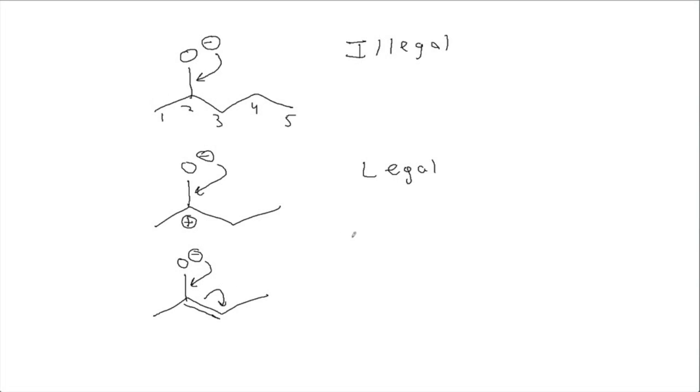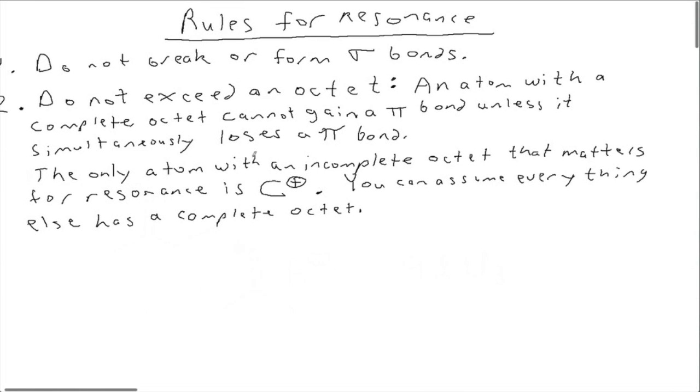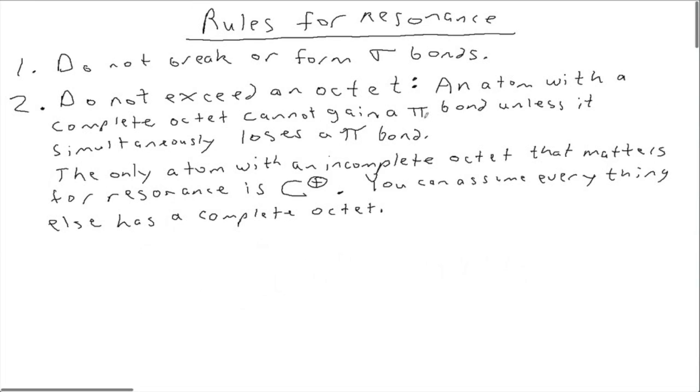Are these arrows legal or illegal? Legal. But wait, carbon-2 has a complete octet. How can it be gaining a new bond, a new pi bond, if it has a complete octet? It's breaking a pi bond, or losing a pi bond, so it's not going to violate the octet rule. So it is possible for an atom with a complete octet to gain a pi bond if it simultaneously loses a pi bond.